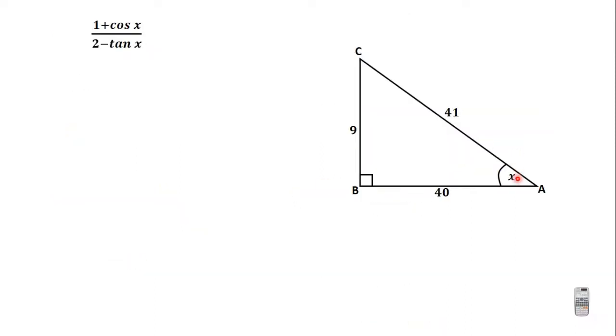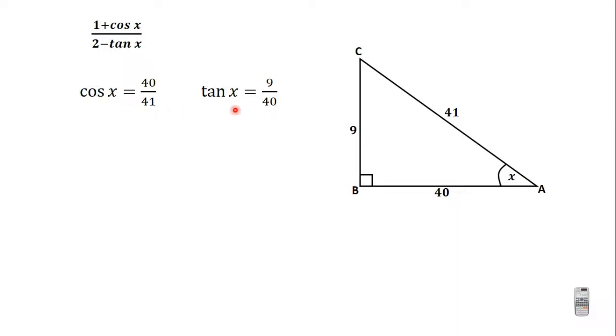So in this right angle triangle, we have our acute angle here, x. AC, which is the hypotenuse, is 41. BC, which is opposite to x, is 9. And AB, which is adjacent to x, is 40. So we can find cos x and tan x. From this diagram, cos x is adjacent, which is 40, divided by hypotenuse, which is 41. Tan x is opposite 9 divided by adjacent, which is 40. So tan x is equal to 9 divided by 40.